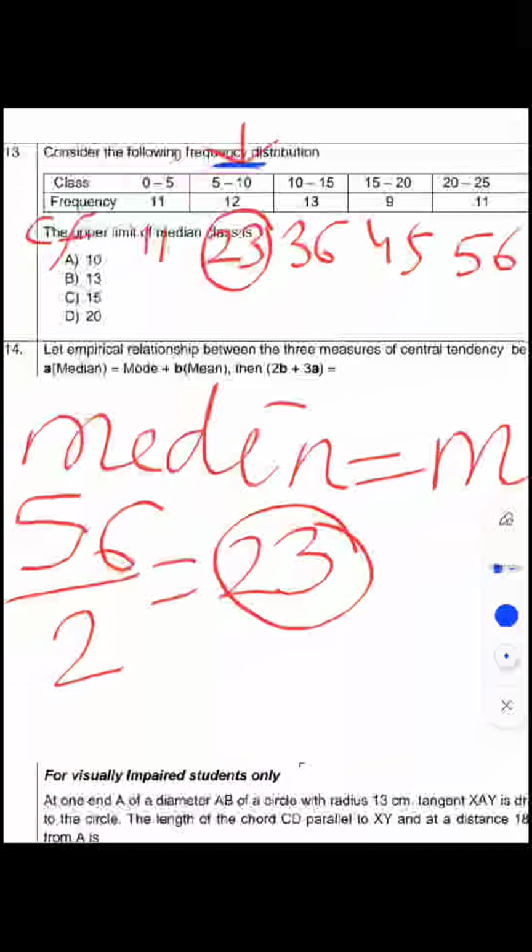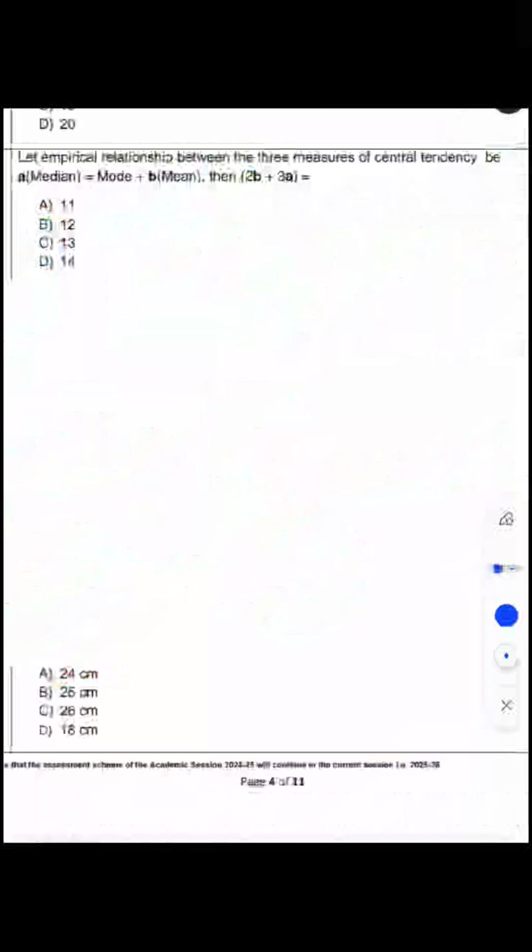So what does the question ask you? Upper limit of median class. So what is your upper limit? It is 10. So here right answer is your option number A, that is 10. I hope you have understood it. Still if you are having any problem, you can comment in the chat box. Okay, now we are moving on to the next question number 14.